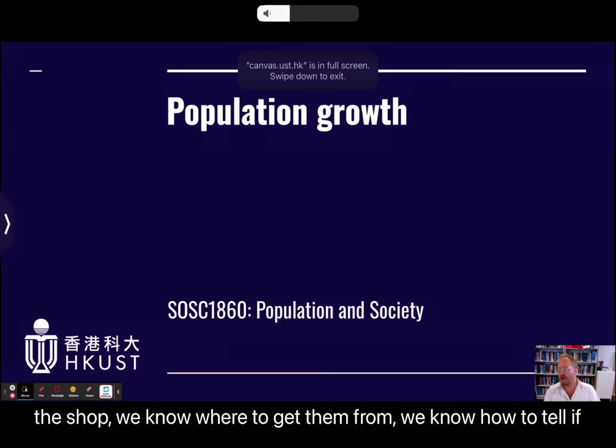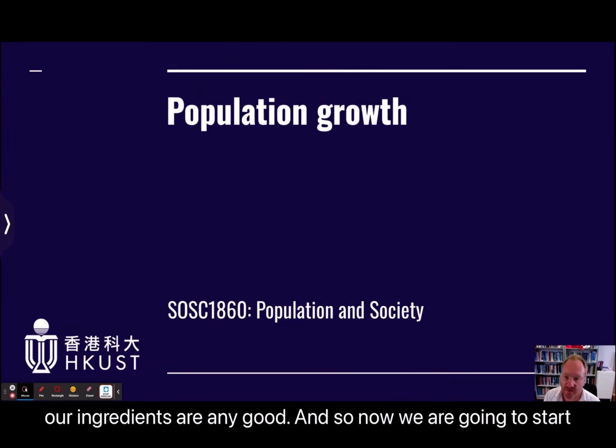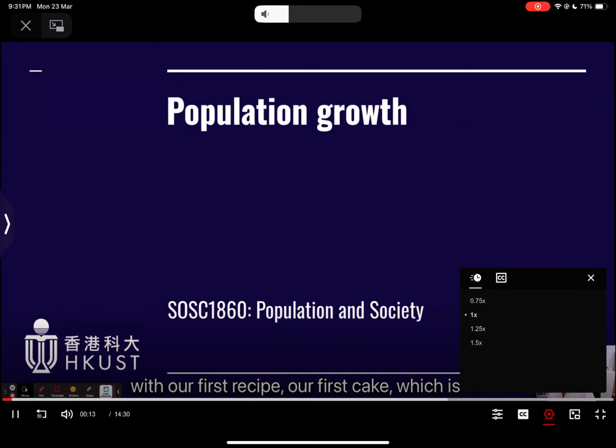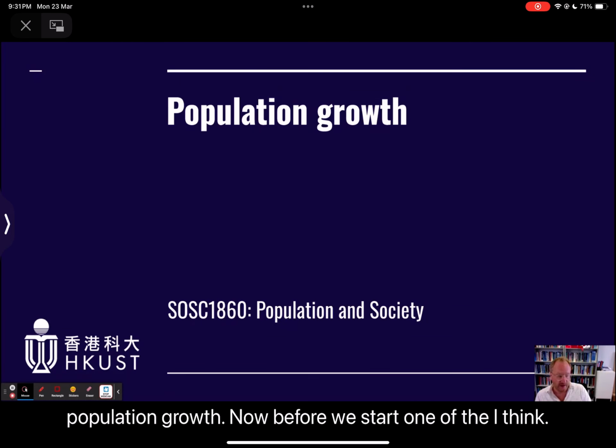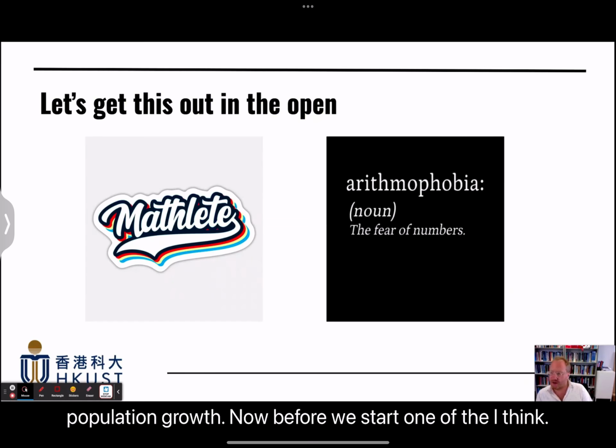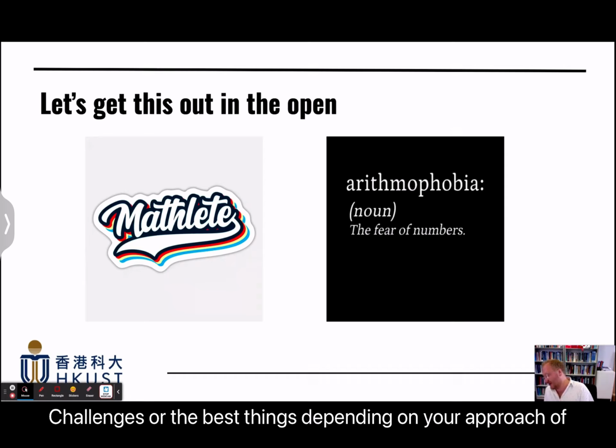We've been to the shop, we know where to get them from, we know how to tell if our ingredients are any good. And so now we are going to start with our first recipe, our first cake, which is for population growth.